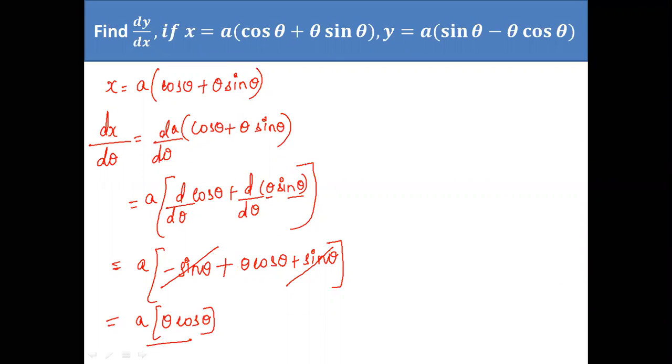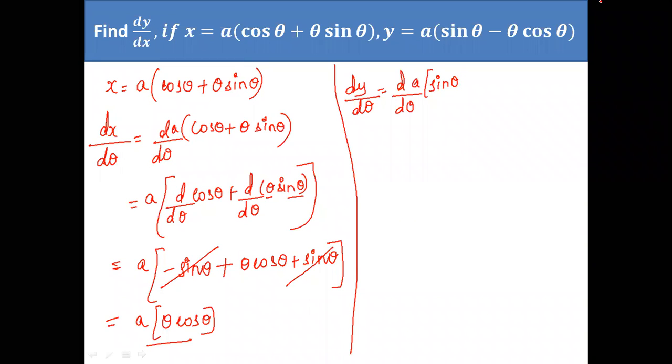Okay, that is dx by d theta. Now you find what is dy by d theta. Okay, find what is dy by d theta. Those who are answering, good, students. I just have to ask others also what they are doing in the class.